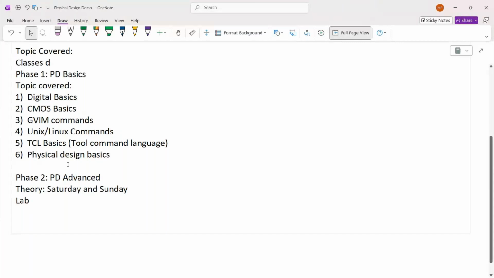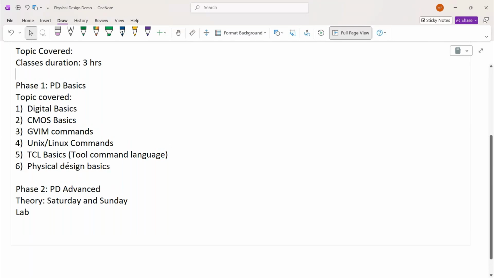The class duration will be 3 hours, for all classes, whether basics or advanced. Today also I'm going to take 3 hours. After 1.5 hours, we take a 10 or 15 minute break, and then we continue. This goes for basics as well as labs and theory. Throughout the day we have two slots where the classes can go on.